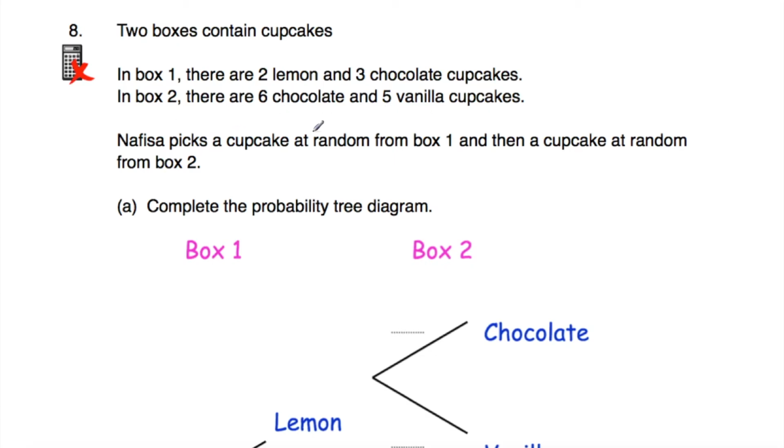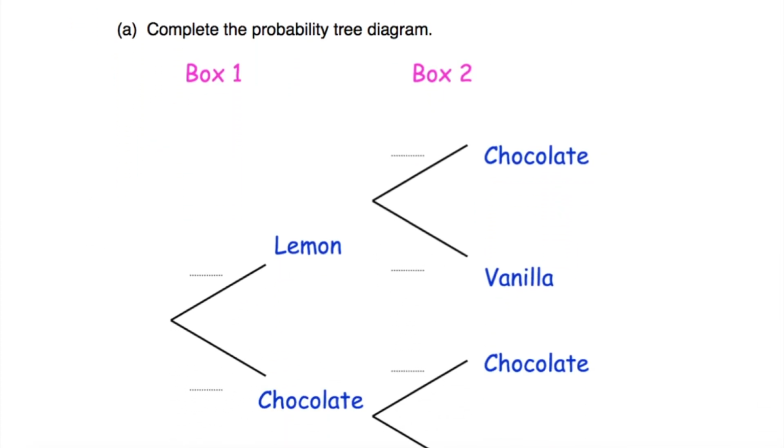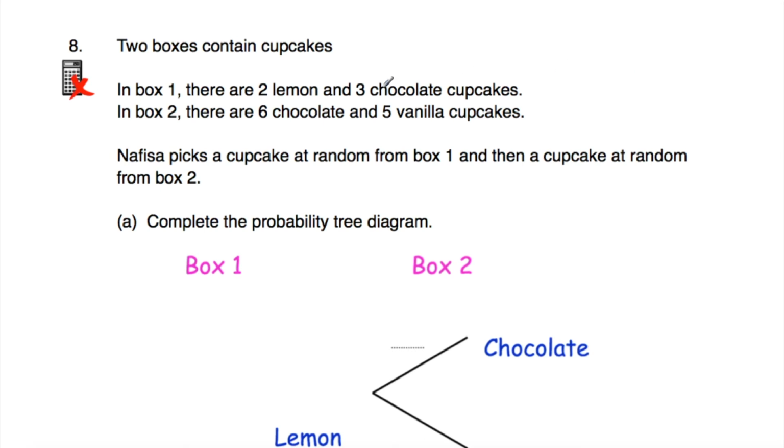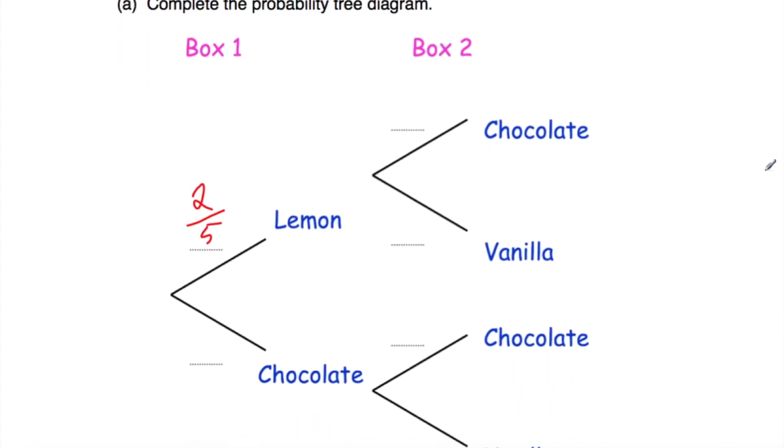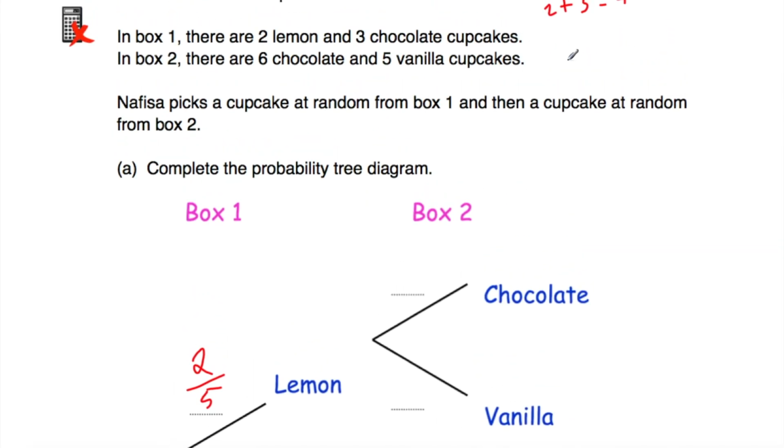And Nafisha picks a cupcake at random from box 1 and then a cupcake at random from box 2. So she's going to pick a cupcake at random from the first box and a cupcake at random from the second box. And part A says complete the probability tree diagram. So in terms of the first box, we want to find the probability of a lemon and a chocolate. There's 5 altogether because 2 plus 3 is equal to 5, and 2 of them are lemon. So the probability that the first one's going to be a lemon cupcake would be 2/5. In terms of the first one being chocolate, there's 5 cupcakes and 3 of them are chocolate, so that'll be 3/5. And if we just check, 2/5 plus 3/5 is 5/5. Fantastic. Okay, in terms of box 2, 6 plus 5 is equal to 11 cupcakes. There's 11 cupcakes in box 2.